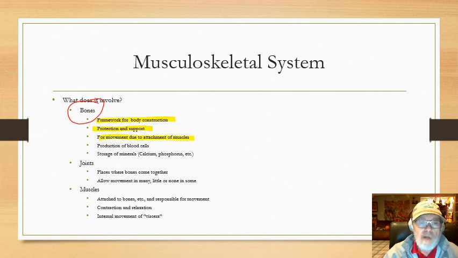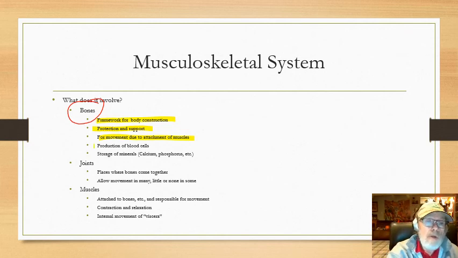It allows for movement by attachment of muscles. Where two bones come together, that's called a joint. And that joint is held together by what we'll call ligament and capsule. We'll talk about that a little bit later in another video coming up. What happens is muscle goes from one bone to the other. So when that muscle contracts and gets shorter, it actually moves one bone towards the other, and that's what produces movement.